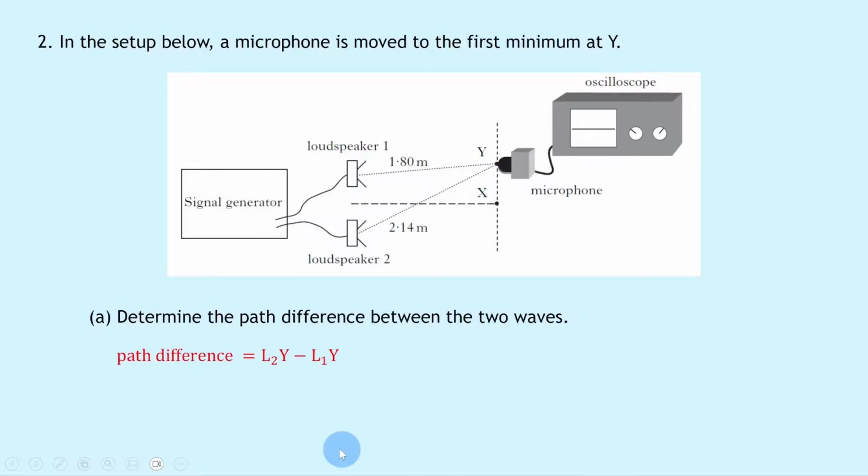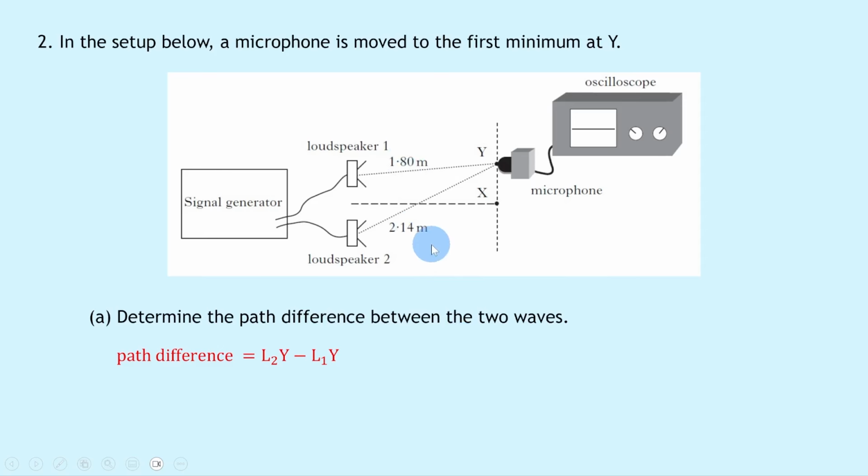Well, we can write the path difference here as being equal to the loudspeaker 2 to point Y, L2Y, minus loudspeaker 1 to point Y, which is L1Y. And notice how I've done the bigger path take away the smaller path. So I've written it as L2Y minus L1Y instead of L1Y minus L2Y.